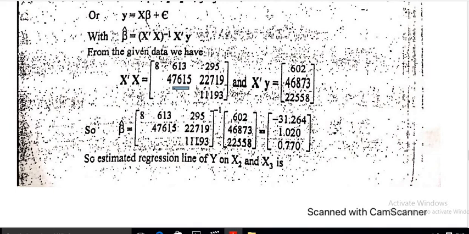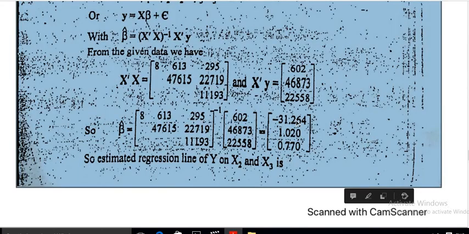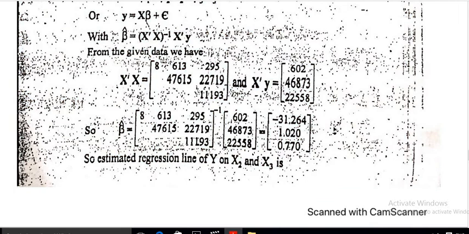Now this is X transpose Y. Now beta hat, taking the inverse of X transpose X, (X transpose X) inverse X transpose Y, is equal to this. These are the values of beta constant, beta 1 and beta 2. So the estimated regression line is on x2 and x3.